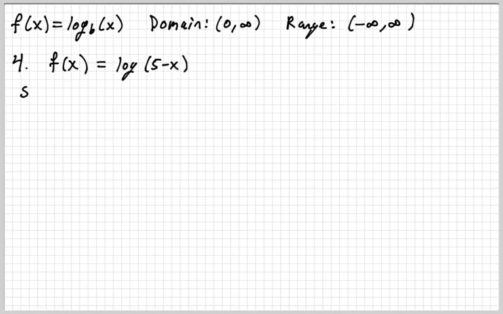We want the argument to be positive, so 5 minus x must be greater than 0, plus x to both sides, so 5 is greater than x. So our domain is going to be from minus infinity to 5.